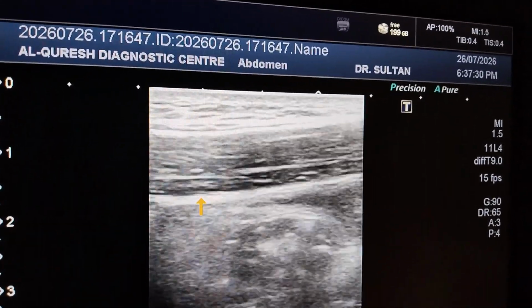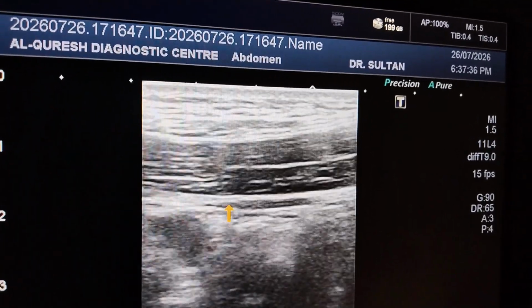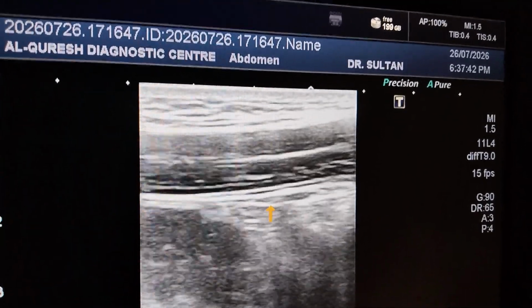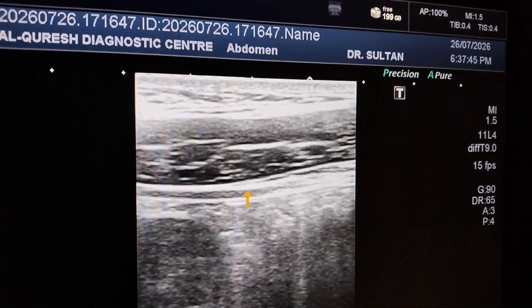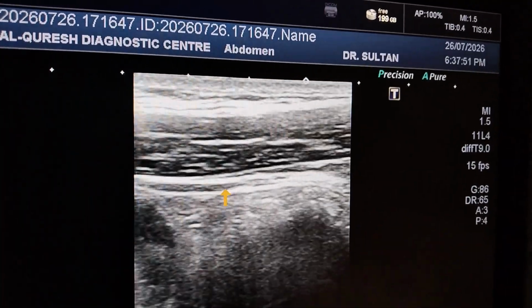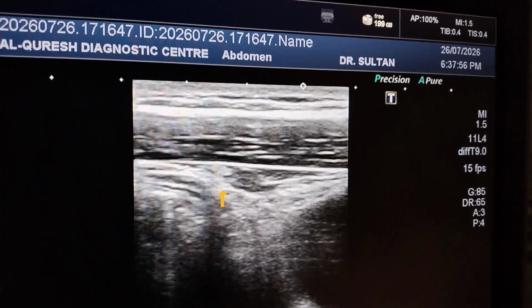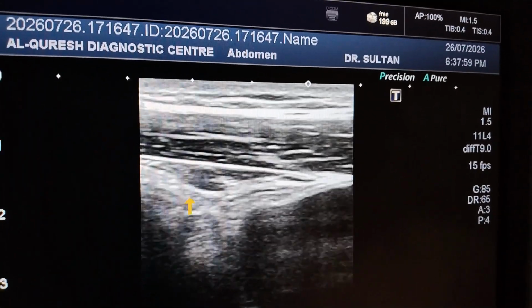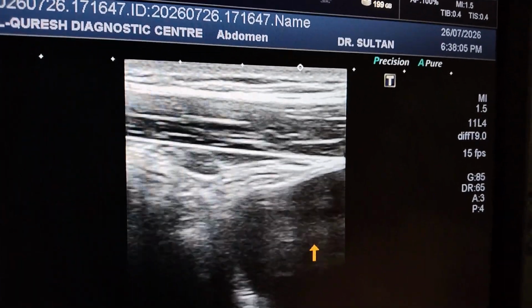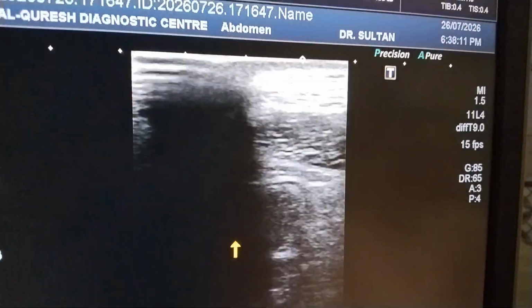Again I am following this track. This is the track coming. Now I have reached close to the urinary bladder. This is the urinary bladder.